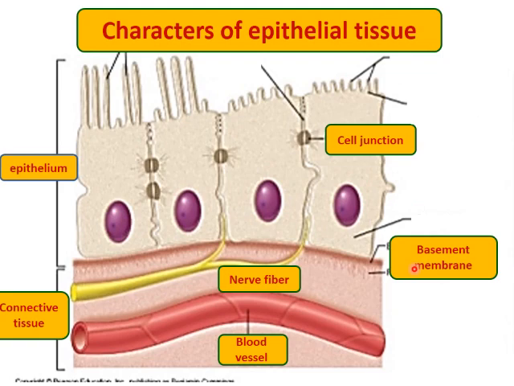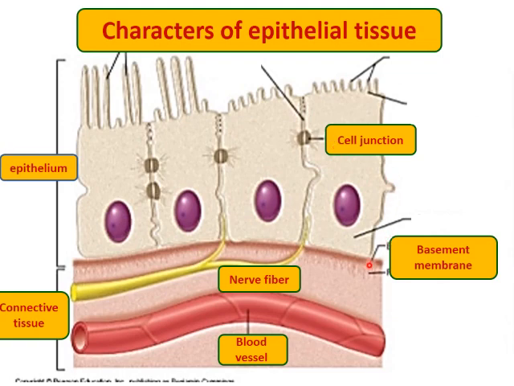First, as we see here in this diagram, the epithelial cells show minimal intercellular substance. Intercellular substance is the substance present between the cells. In the epithelial tissue, this substance is minimal in amount. Also, we can see that the cells are connected to each other by structures known as cell junctions.